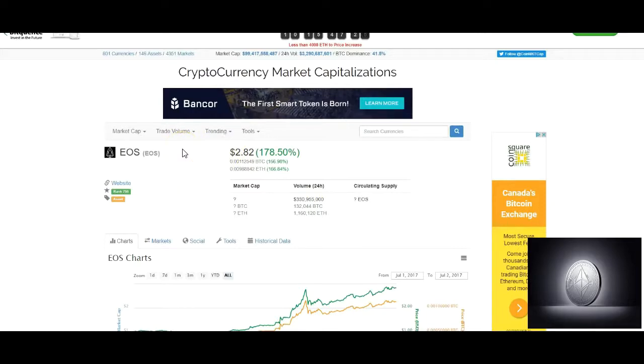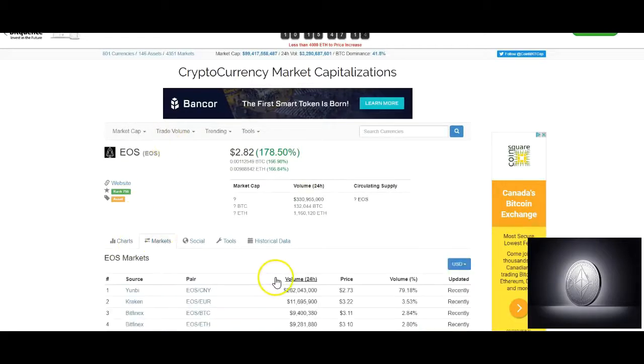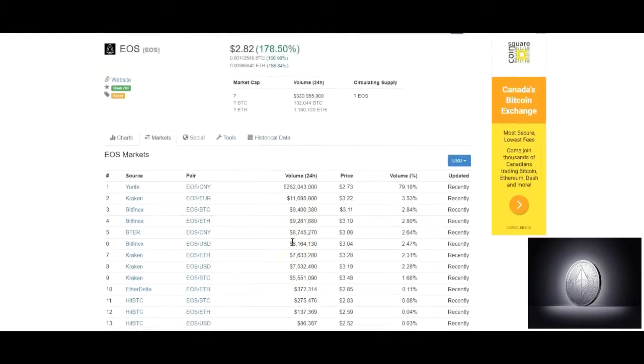I really believe in EOS. I think in the future it's going to be a big deal. But right now, when it just came out, and a bunch of exchanges just got it, we can take a look at the exchanges right here. You can see that all the volume was in this Chinese, this Beijing exchange.